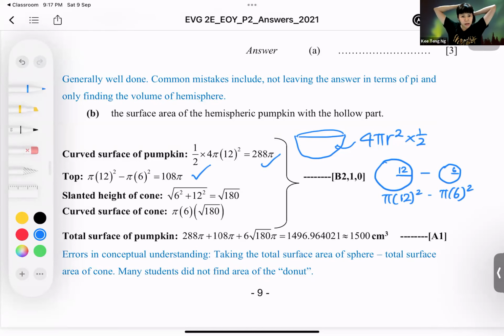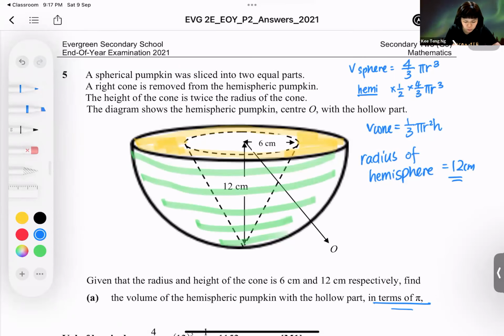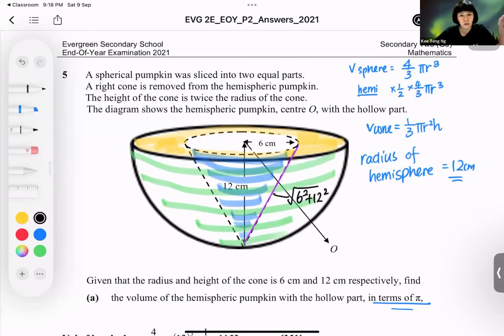Then last but not least, we're going to find the curved surface area of the cone, which is the cone inside here. Curved surface area of a cone is given by the formula pi r l, where l is the slant height. So in order to find the slant height, I take the radius, which is 6 cm, and the vertical height, which is 12 cm, and I use Pythagoras' theorem. So the square root of 6 squared plus 12 squared.